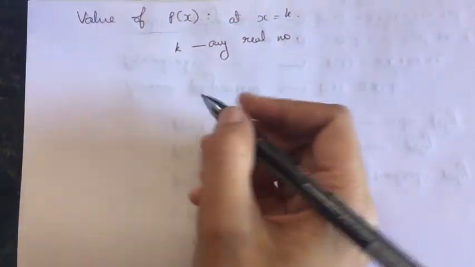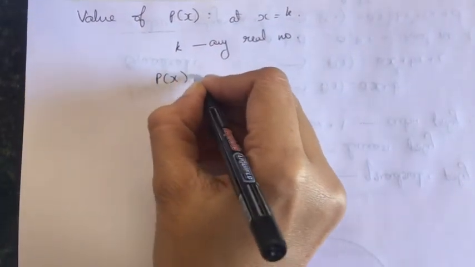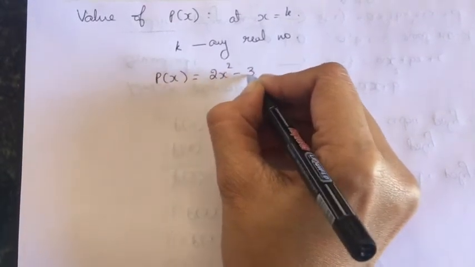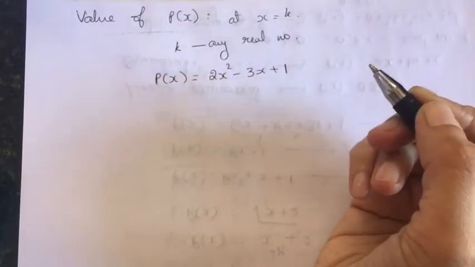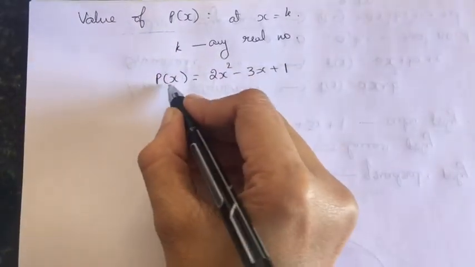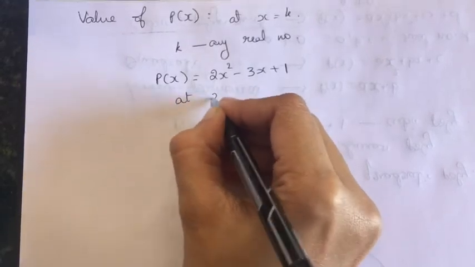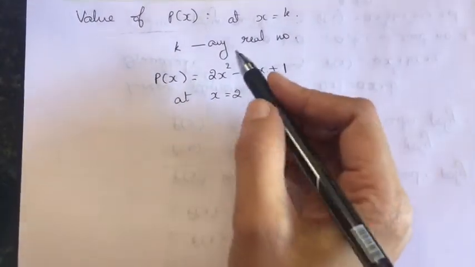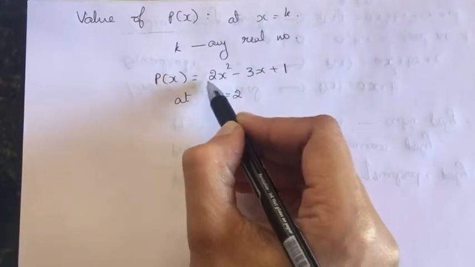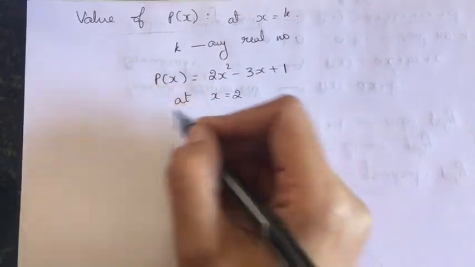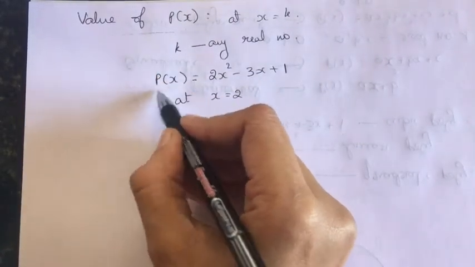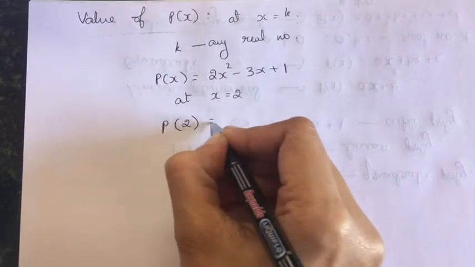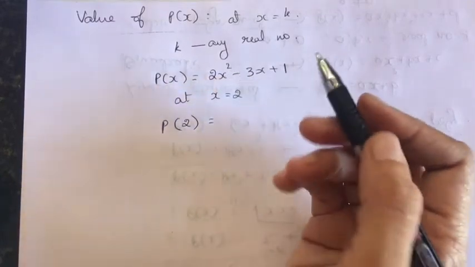Say suppose I have a polynomial p of x as 2x square minus 3x plus 1. I want to find the value of this polynomial at x equal to 2. What is the value of this polynomial? What I have to do is, wherever x is there, I have to replace x by 2. The value of p of x at x equal to 2 is denoted by p of 2. You have to replace x by 2.